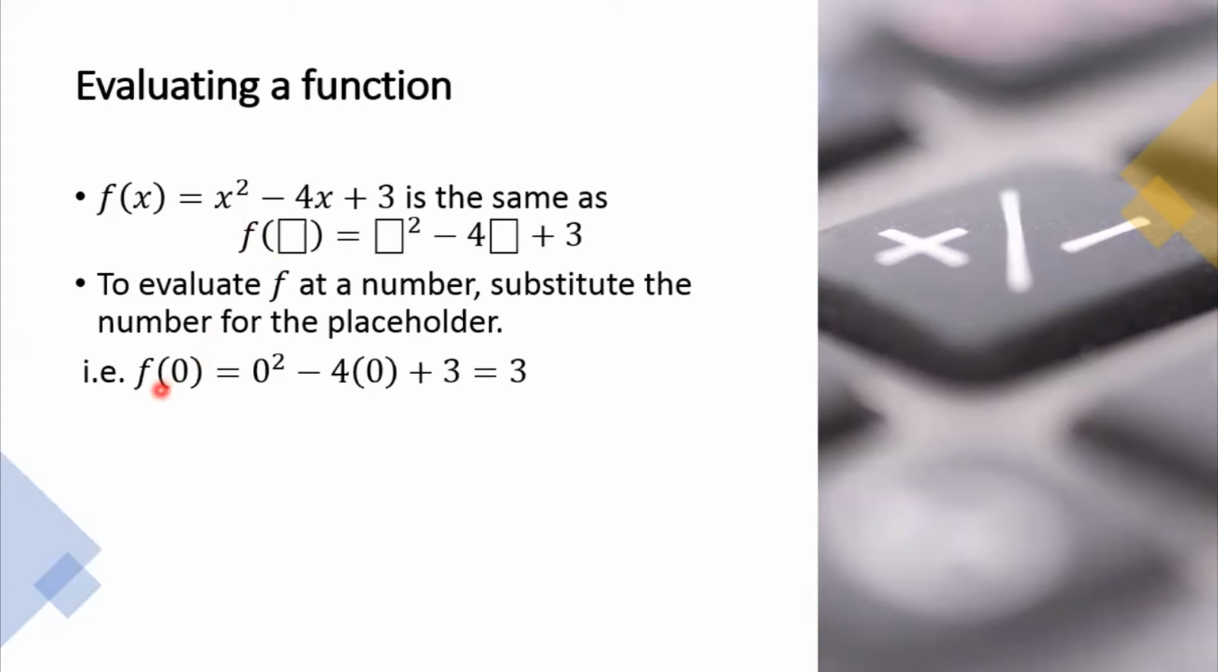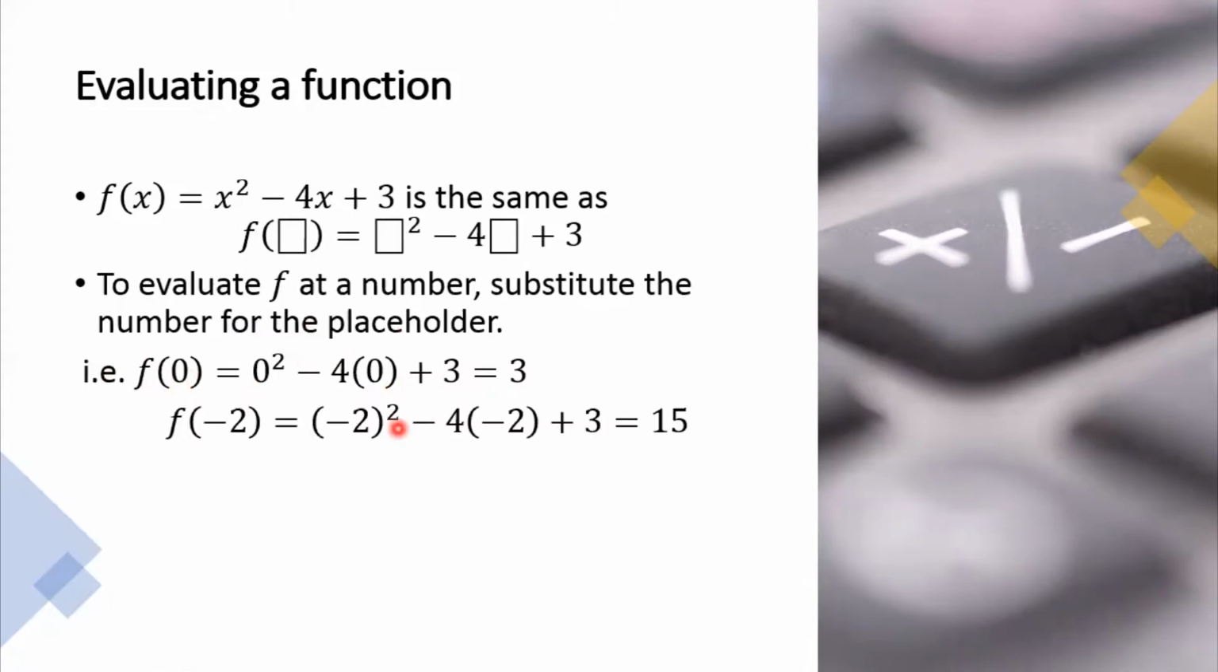For example, we want to know the value of the function at x is equal to 0. Therefore, this is written as f of 0 is equal to, substituting 0 for the placeholder, 0 squared minus 4 times 0 plus 3. Then simplify. So this will be 0, then added by 3. So the answer is 3. This is a function because we have an input value which is 0 and we only have one output which is 3.